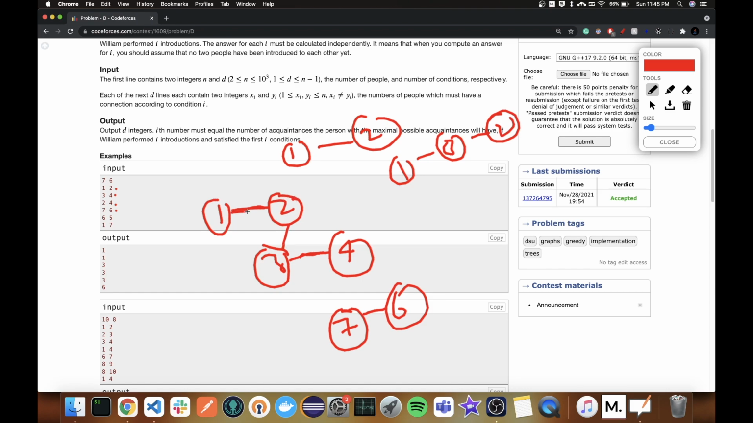Now this is not the case where there can be a maximum degree, but what if this edge was like this? What if this edge wasn't like this, but instead it was like this? In that case, as you can see, 2 has a degree of 3, which is maximum possible. So we just want to answer it for every i. So how can we solve this?